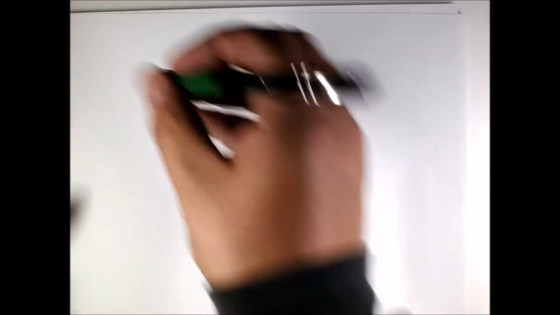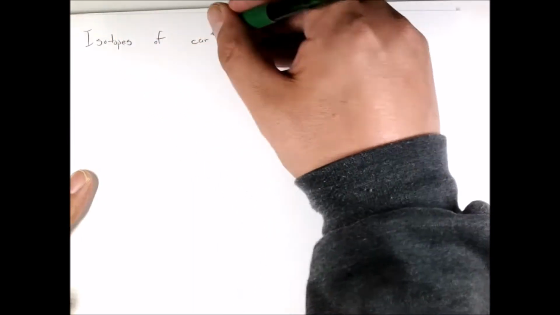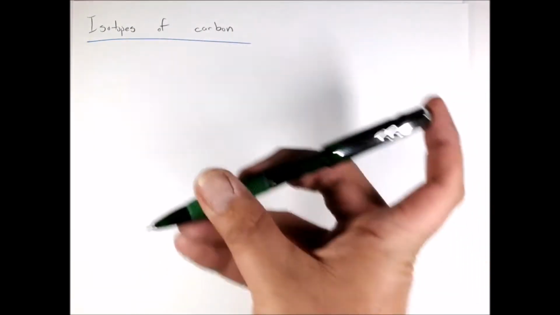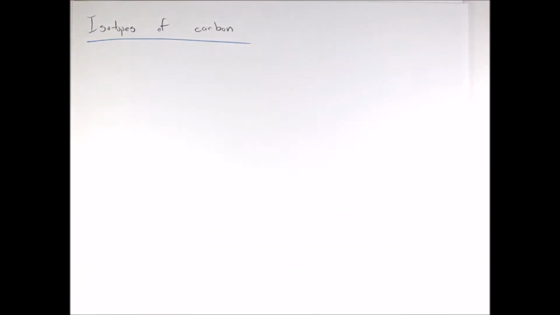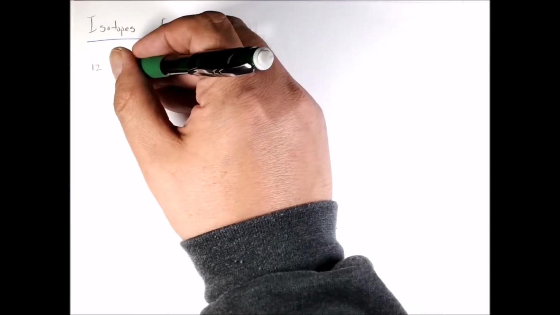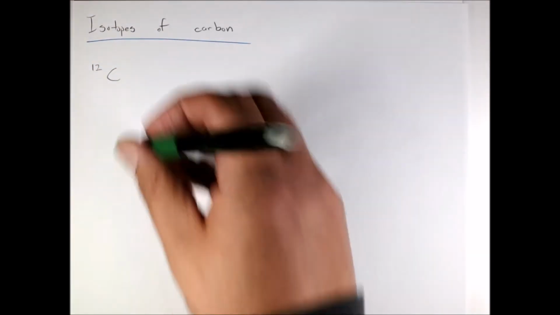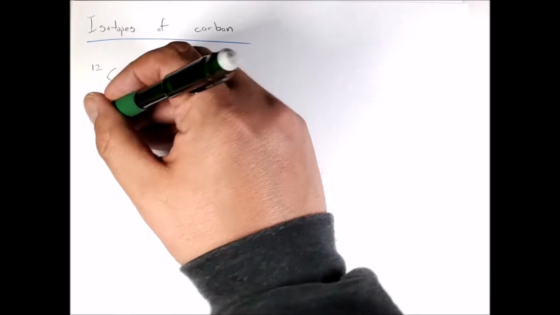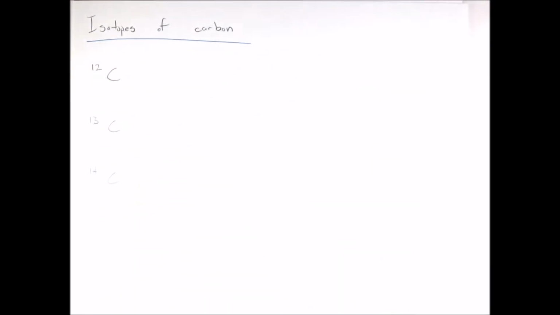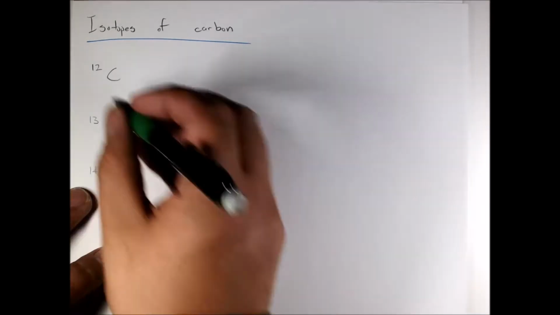Let's take a look at the isotopes of carbon. And we can go ahead and make a little table here. It turns out that there are three main forms of carbon. The most common one is carbon-12. And then it works out that carbon-13 and carbon-14 are significant enough that we can measure them.